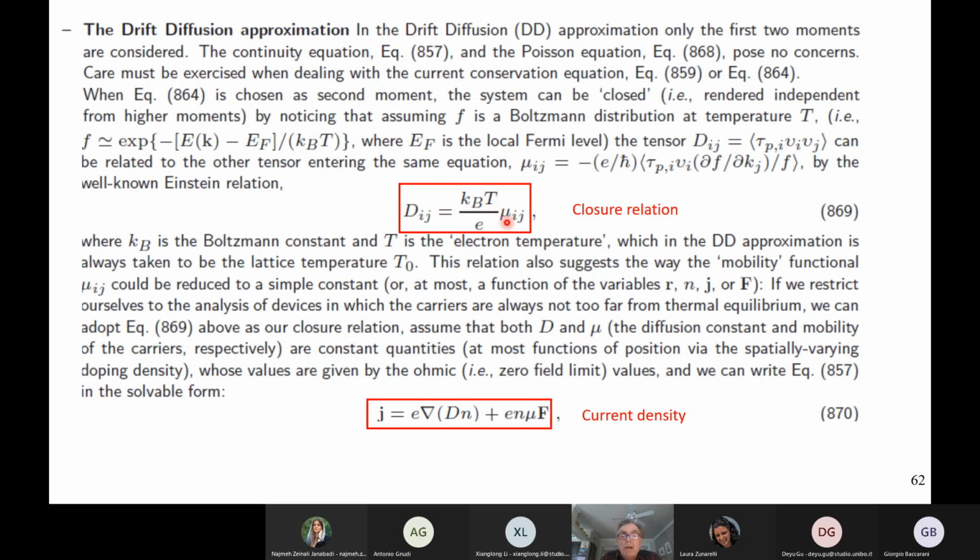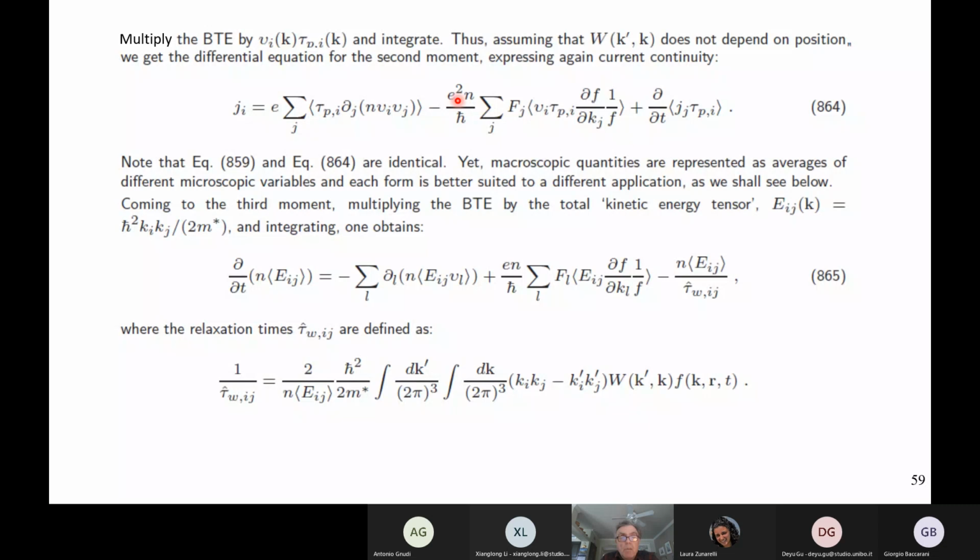So this is the way in which essentially I get rid of the next higher order moments. This term would, in principle, need the next moment, which is the average energy. Instead, I'm assuming that the energy is the equilibrium energy, 3/2 kT in 3 dimensions, and I relate it to the mobility.